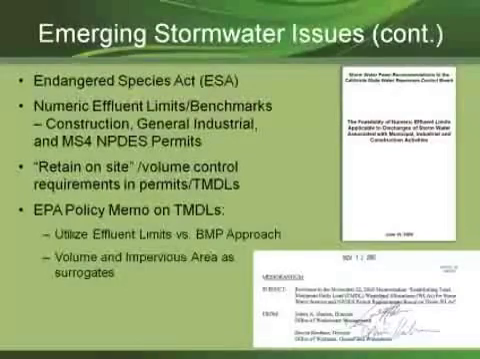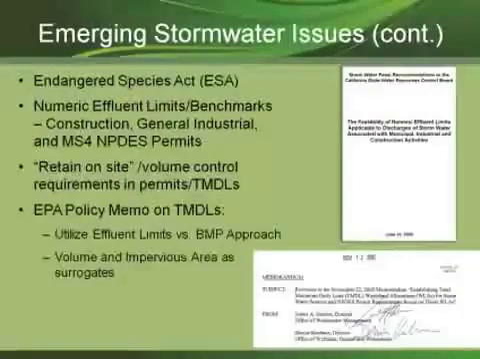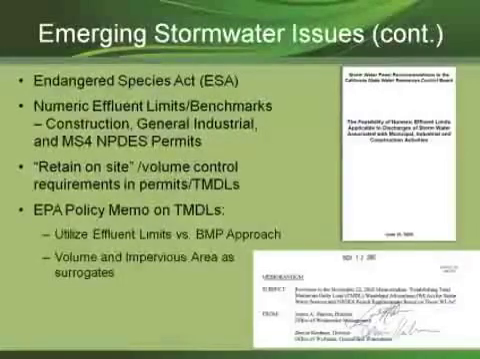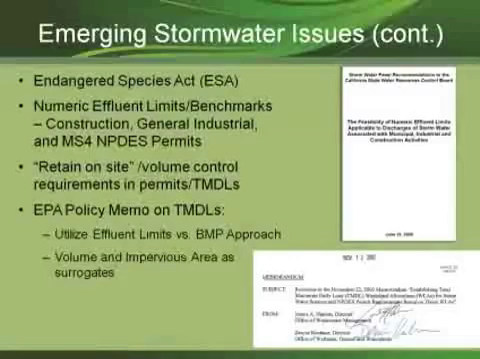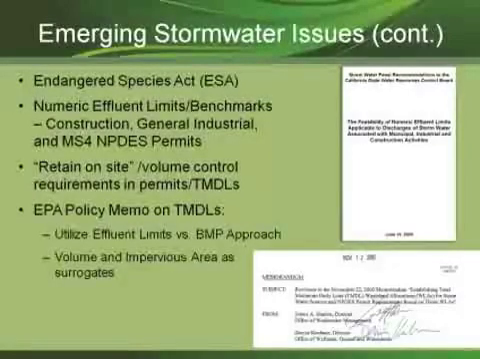Right. I just wanted to continue and talk about the NPDES permits also including requirements to comply with numeric effluent limitations, or NELs, as well as benchmarks in our construction general permit, the industrial permits, as well as the MS4 NPDES permits. NELs and benchmarks require us to meet a specific number. There are also requirements to retain runoff volume on the site to meet volume control requirements. There is also an EPA memo specifying how TMDLs are to be included in our permits. Since a TMDL is a mandate of meeting a specific waste load, the emphasis has been meeting effluent limits, volume, and impervious area controls.